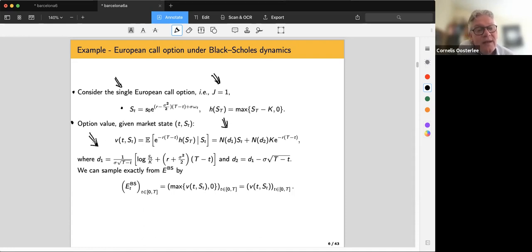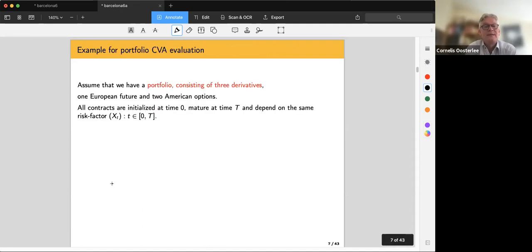So we know everything, and then we can sample exactly from the exposure of the Black-Scholes. So the exposure of Black-Scholes over time T is the maximum of V and 0. And because an option value is, of course, non-negative, this is in fact the option value at any time T and S. So in this case, it's easy to work with the exposure, but this is of course an exception, right?